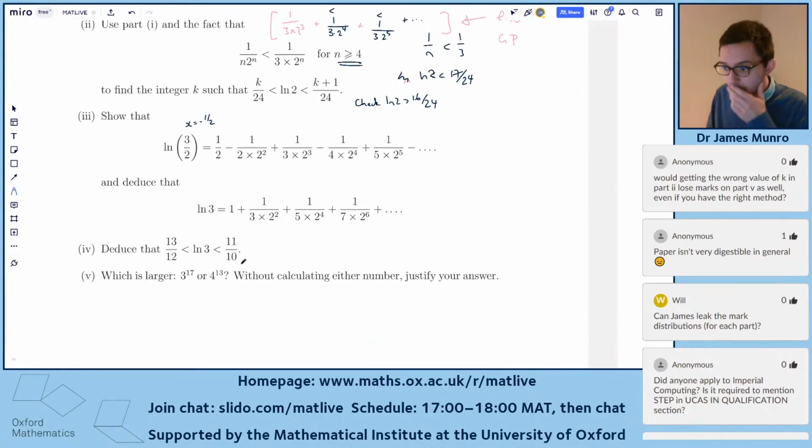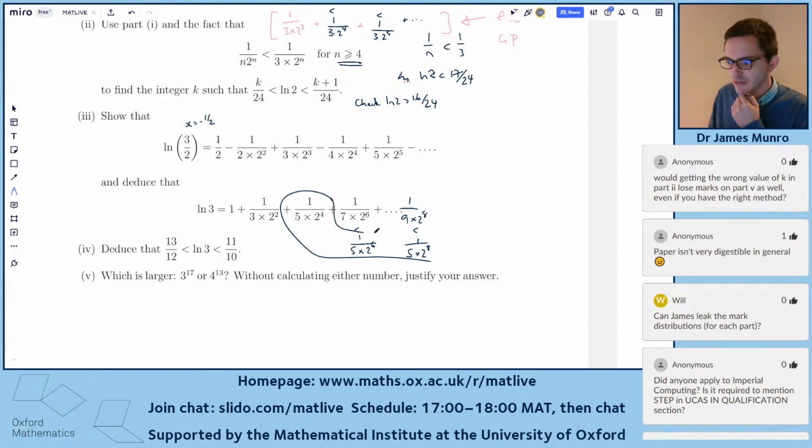Last part on the bounds. I think what you need to do to get this upper bound is something similar. This is smaller than 1 over 5 times 2 to the 6. The next term is 1 over 9 times 2 to the 8. That's less than 1 over 5 times 2 to the 8. So now I'm replacing all the numbers down here with 5s. And I think if you do that, then you end up with a geometric progression that you can sum. I think that one ends up as 66 over 60. If you do the arithmetic for the geometric progression, add it all up, 66 over 60.